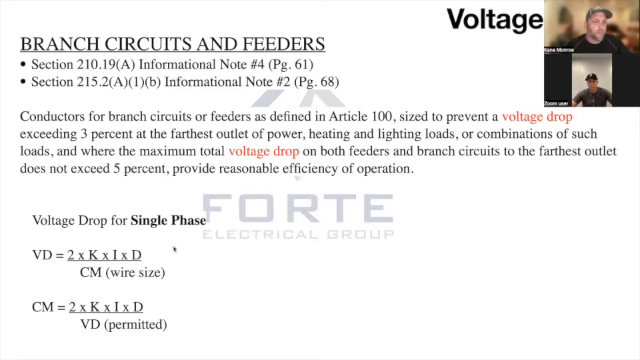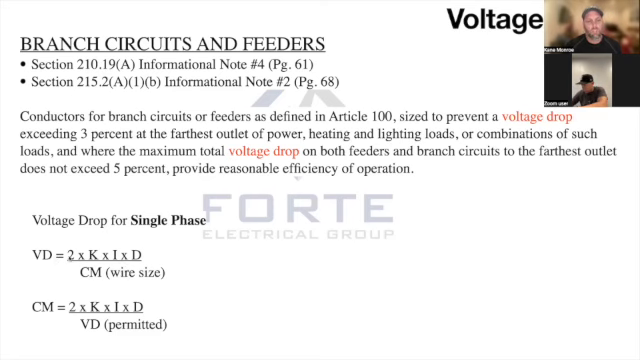So here's your formula right down here for your voltage drop. VD, which is voltage drop, equals 2 times K times I times D, divided by CM, which is your circular mils, which is your wire size. And we found those circular mils last time we met. It was in Chapter 9, Table 8. So that's where we find that.